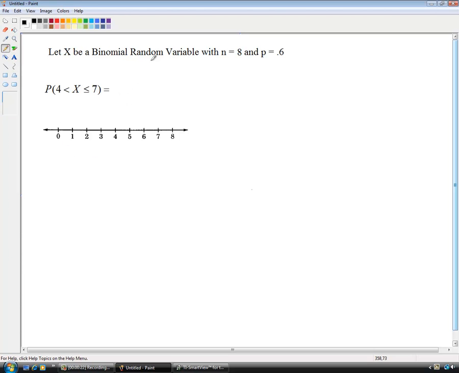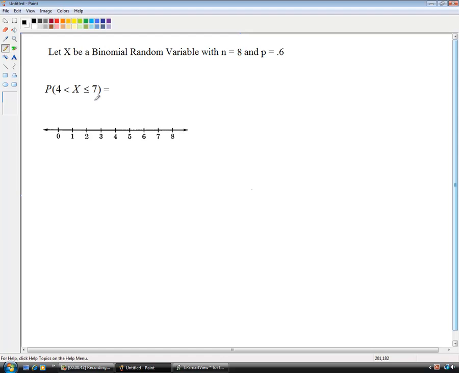Here I've set up a binomial random variable. N in this case is 8. It's a little bit larger than our previous examples, and P will remain 0.6. You can change that around all you want, but that's what I'm using for now. So we're looking for the probability that x is strictly greater than 4 but less than or equal to 7.